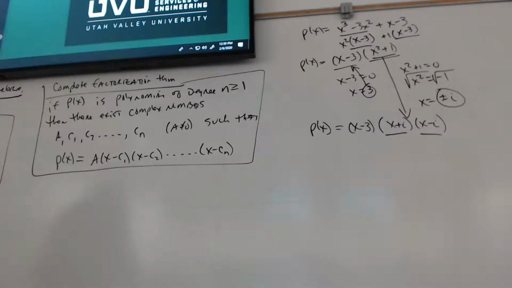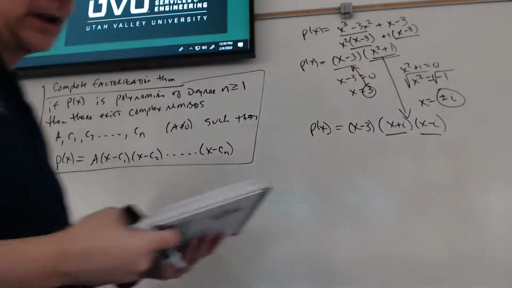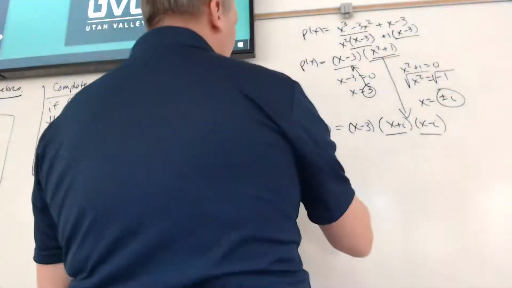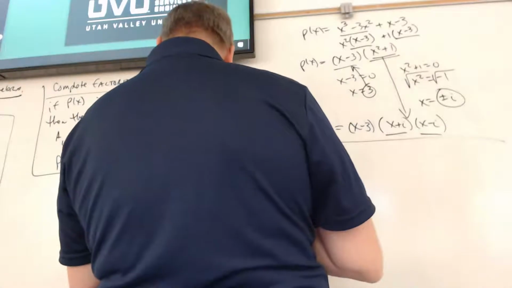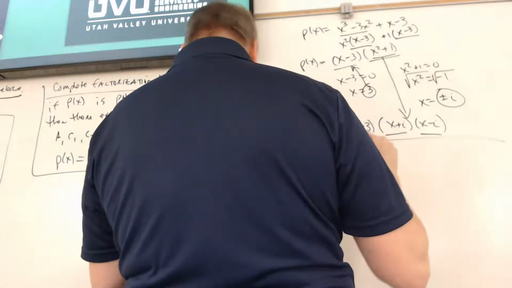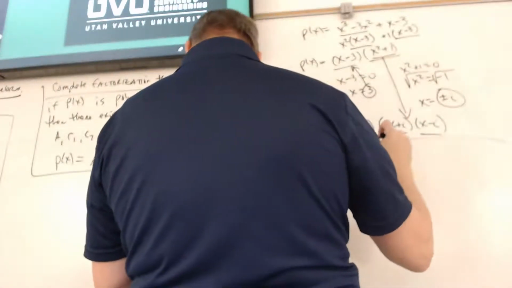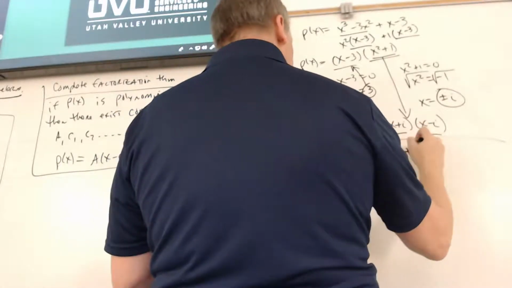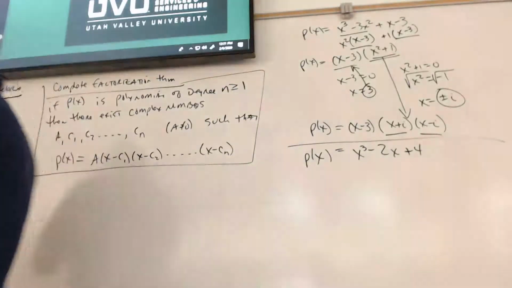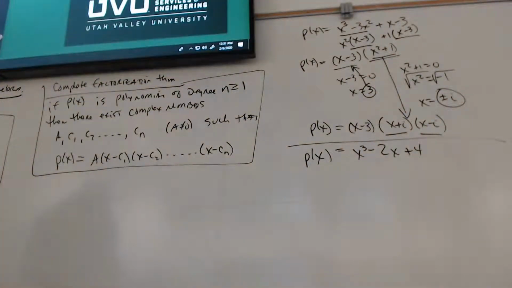All right. Let's do another one. What if I had p of x equals x cubed minus 2x plus 4? Okay? So, what do you think? Must be Nicole's turn. How would you factor this?